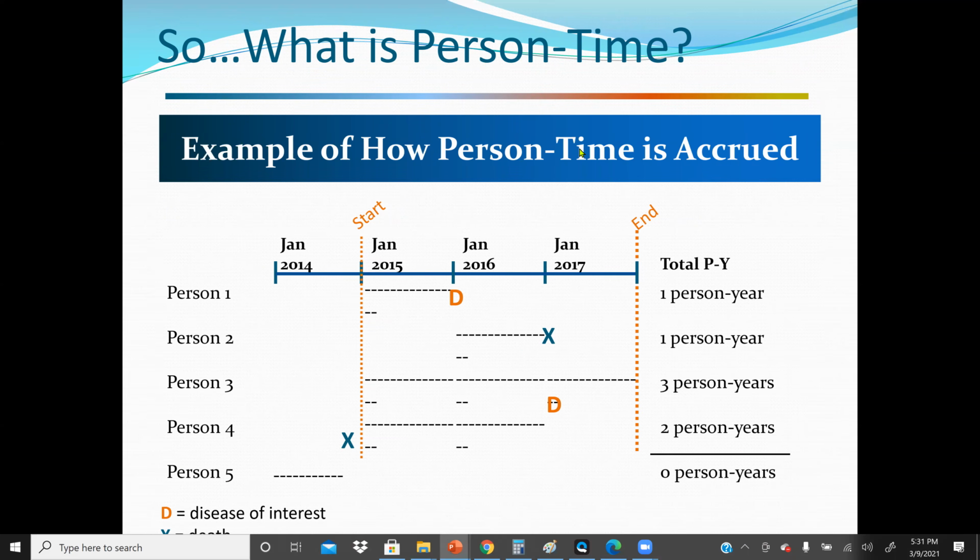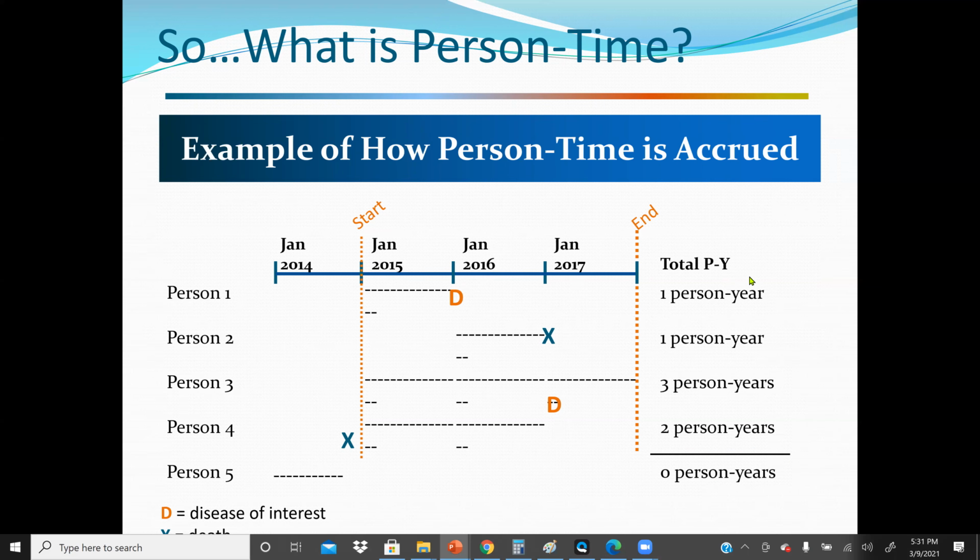So here is an example of how person-time is accrued. We have person 1 up to person 5. In January 2014 we start. Person 4, January 2015. Person 1 to January 2016 has the disease of interest. Person 4, again, January 2017 has a case.